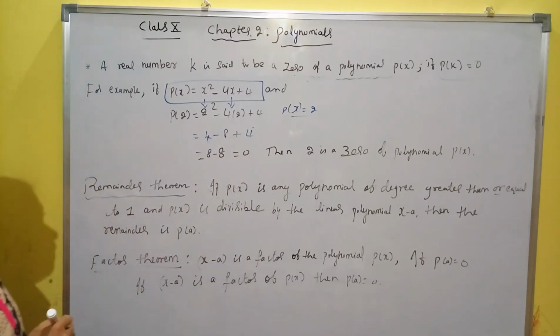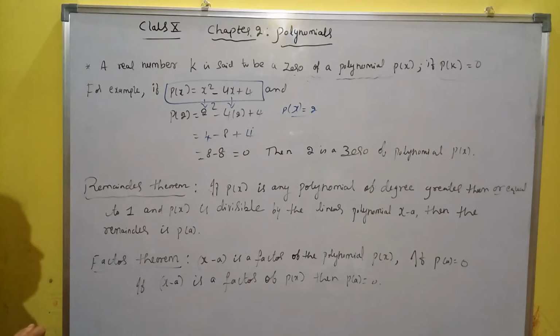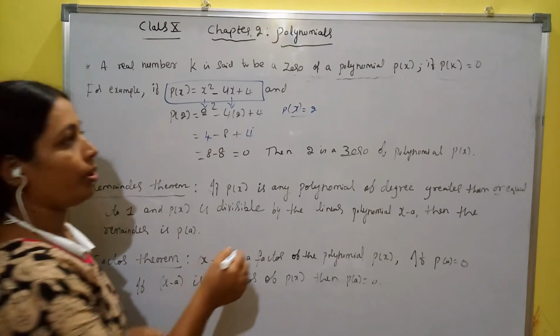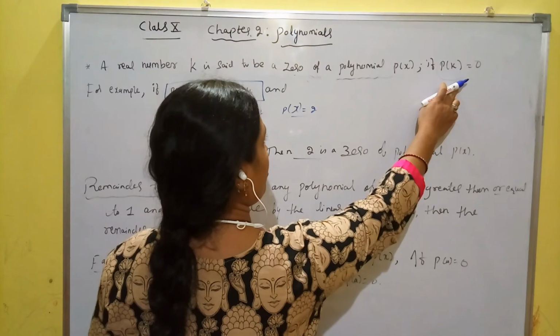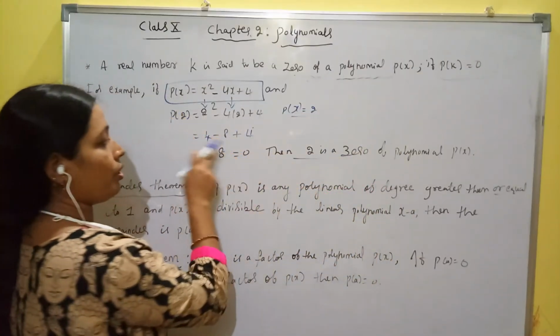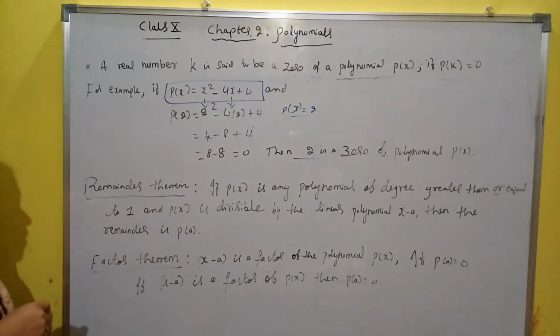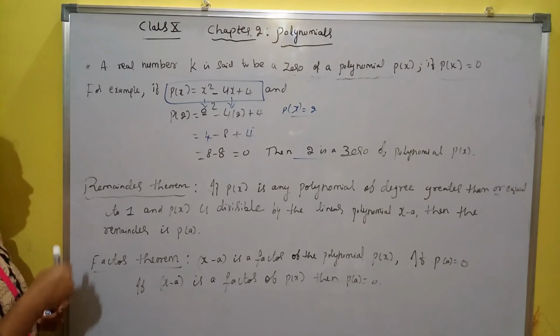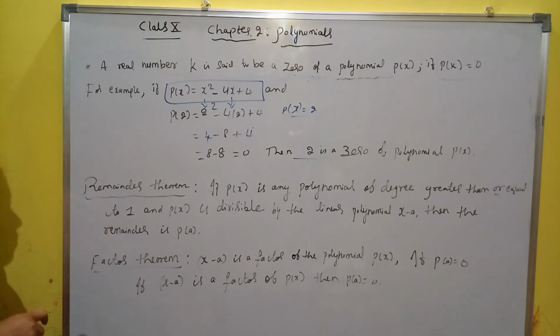Then 2 is a zero of the polynomial. Why is 2 a zero of the polynomial? Because p(k) is equal to 0. Like p(2) is also 0. Then we can call 2 a zero of the polynomial. Likewise, remainder theorem. What do you mean by remainder theorem?